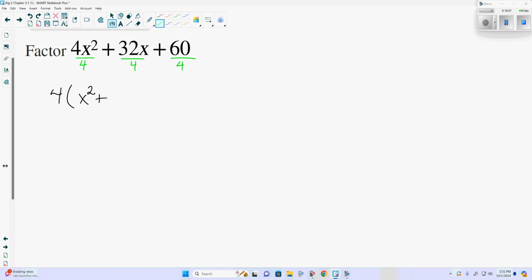Plus 32x divided by 4. It would be 8x. Plus 60 divided by 4 is 15. Questions on step number 1? We're ready for step number 2. Step number 2 is 2 sets of parentheses with 3 spaces.